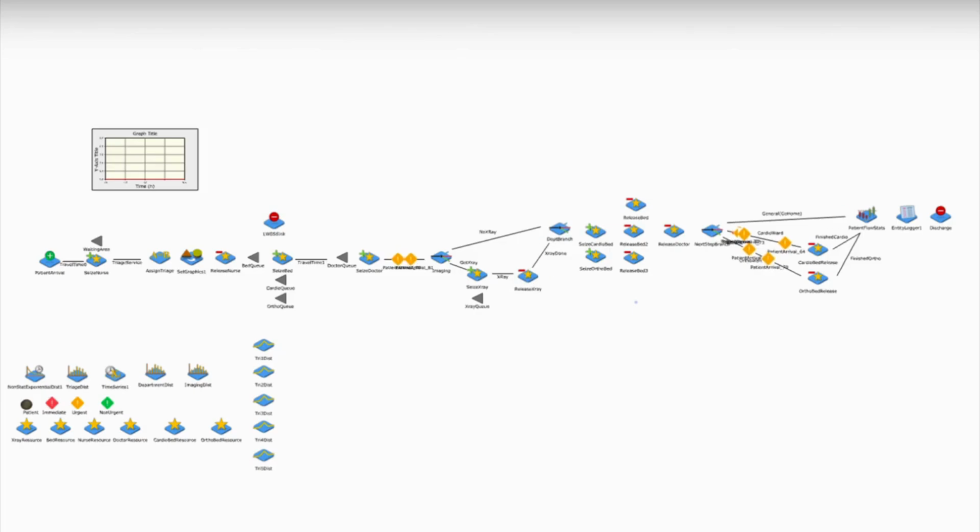Here we see the complete model running end to end. Patients arrive from the left, flow through triage, queue for beds and doctors, branch through imaging, route to the appropriate ward, and finally exit at discharge.